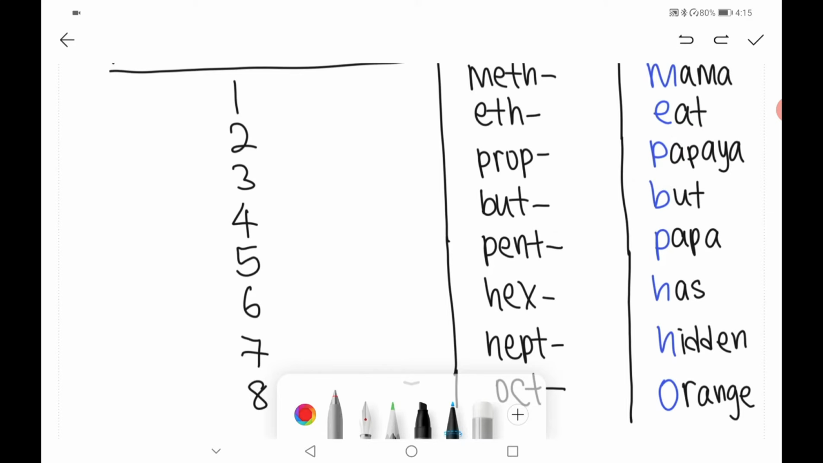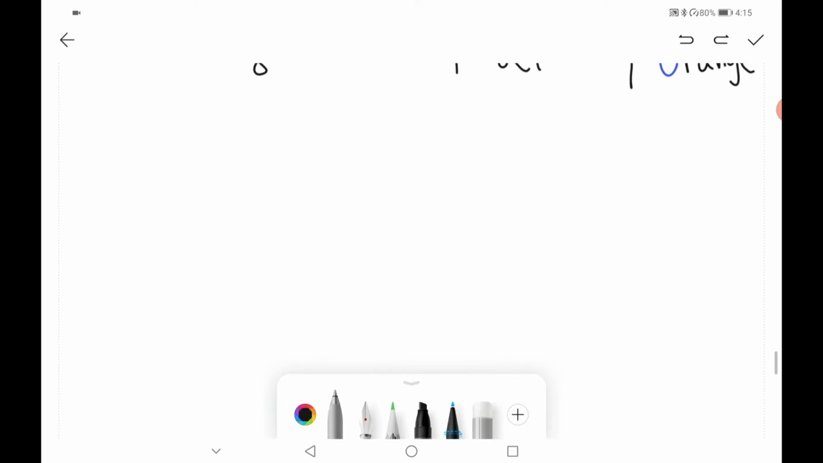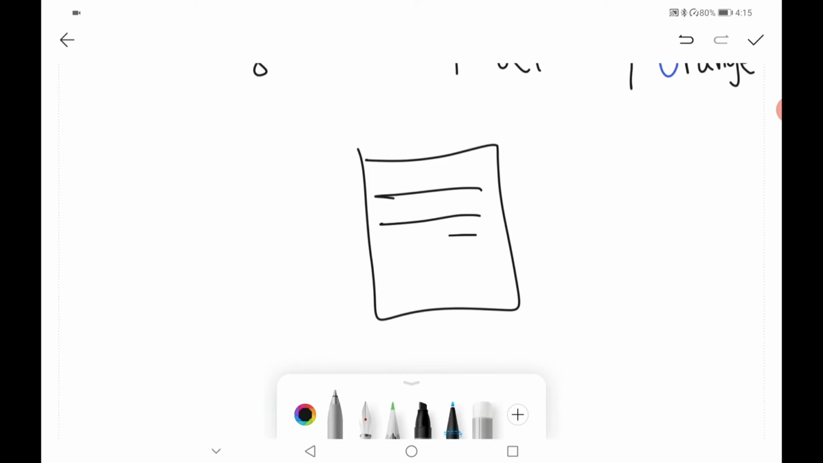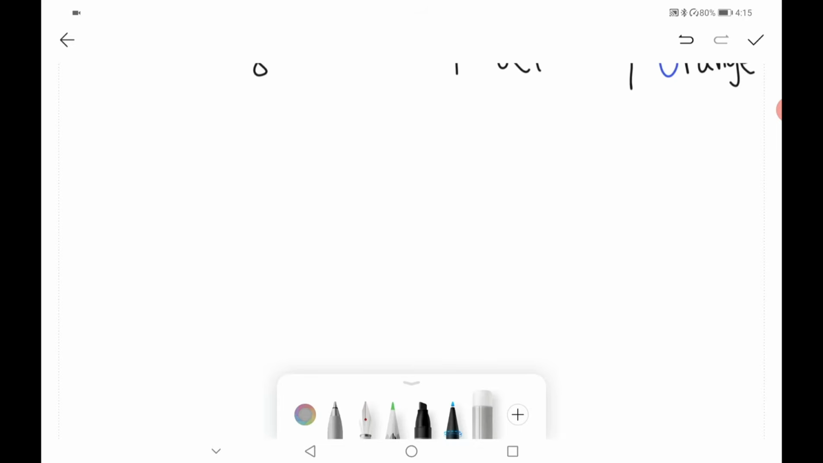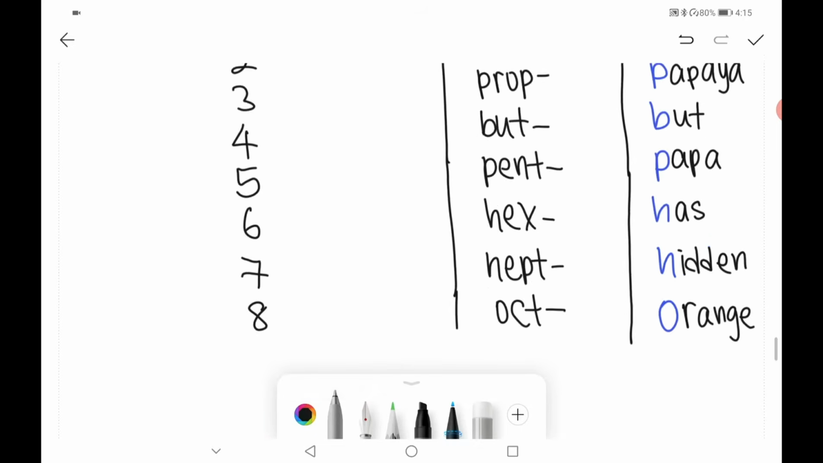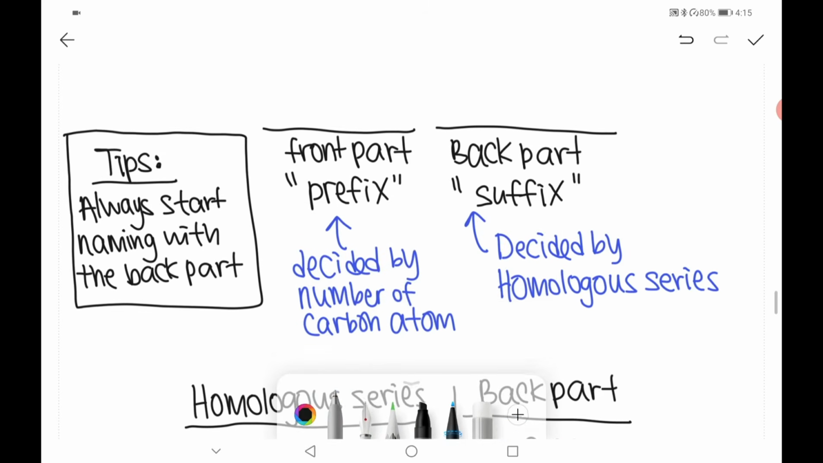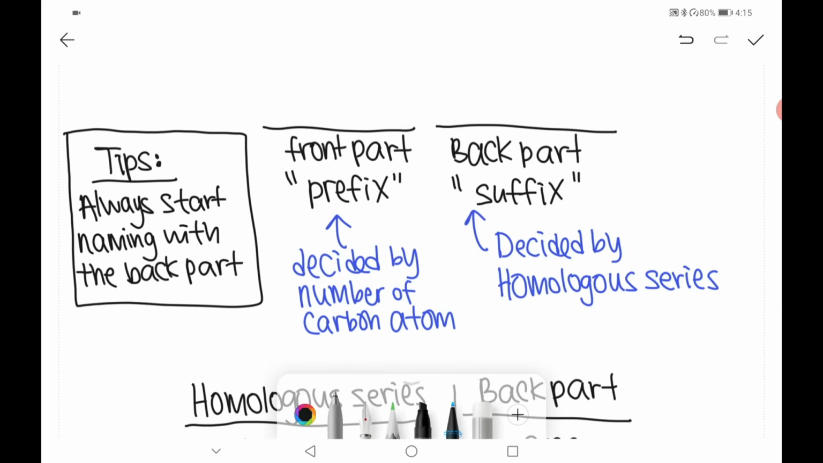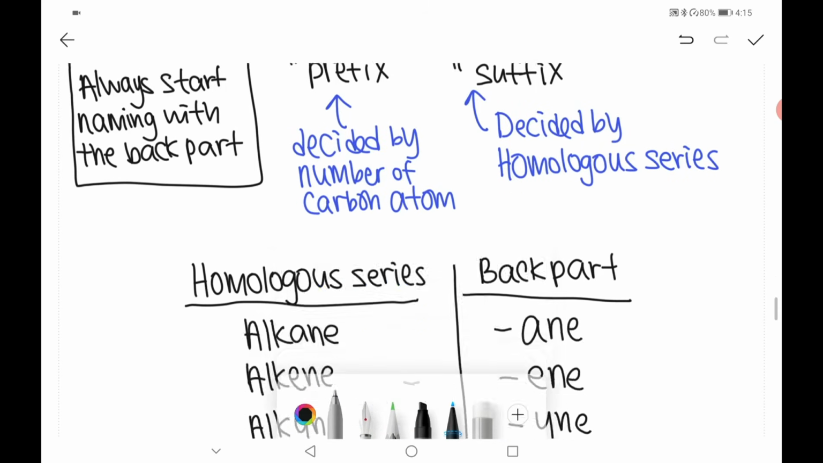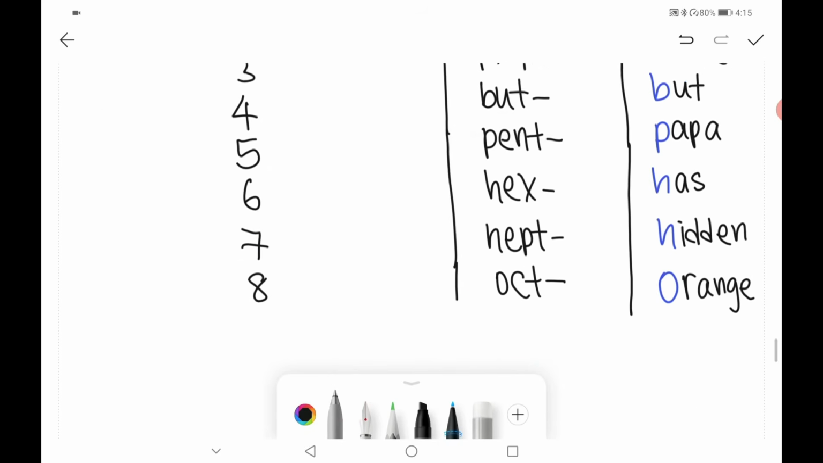A simple way for you to memorize is you can take a piece of paper and copy this table a few times. Then you will know how to memorize it. Now, how are we going to use this entire concept?